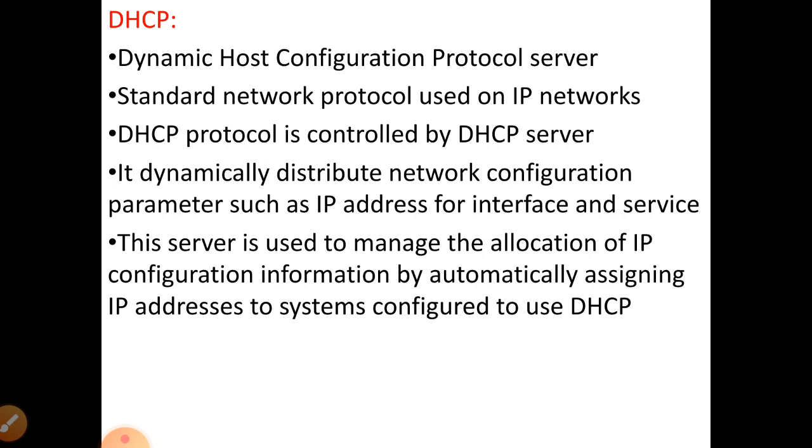An interface is nothing but the hardware level, and a service is nothing but an internet resource. Apart from this, the DHCP server manages the allocation of IP configuration information by automatically assigning the IP address. That is, there is no manual process. The DHCP server performs its work automatically. So up to this we have finished the first important topic, the first 13 marks, UMTS core network architecture.